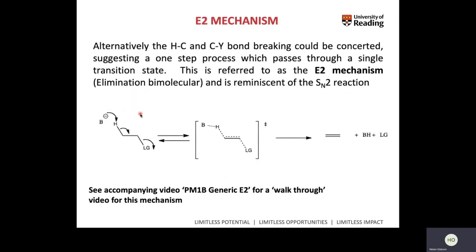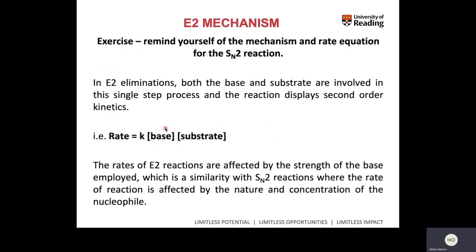So again, in E2 eliminations, it's bimolecular. So when we think about the rate determining step, both the base and the substrate are involved in that rate determining step. So that will be reflected in our rate equation. So rate will equal a constant times the concentration of the base times the concentration of the substrate. So if we have a strong base, or if you have a high concentration of base, that will increase the rate of reaction. That's similar to the SN2 reaction, where we saw that the concentration of the nucleophile was important for the rate. So that's shown you some of the similarities.